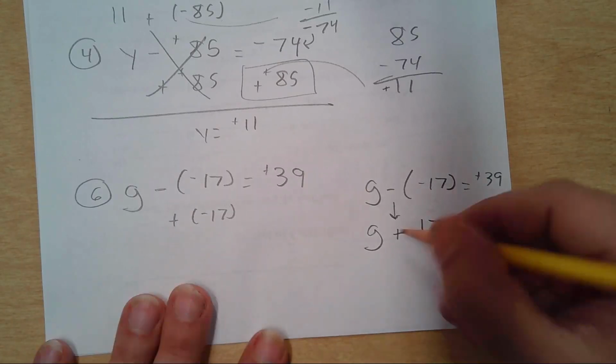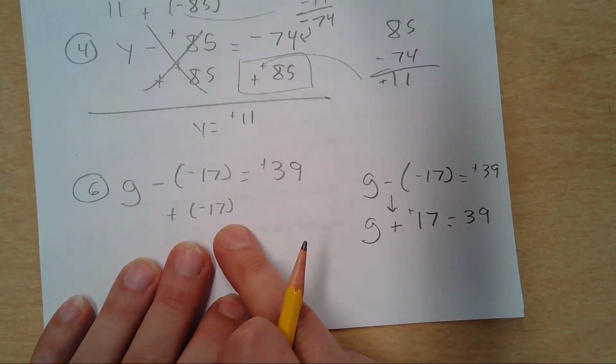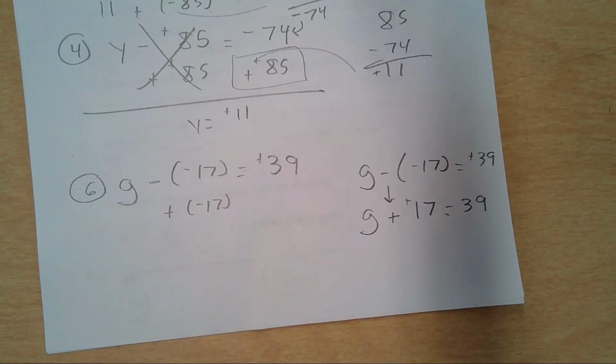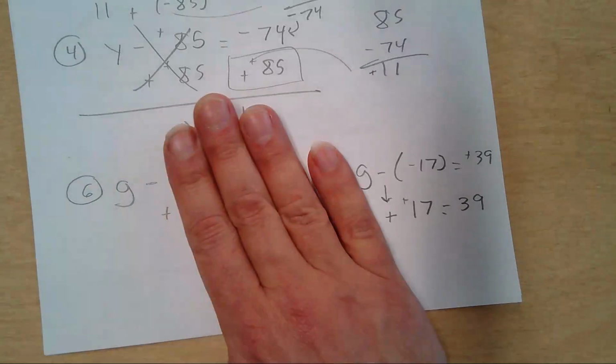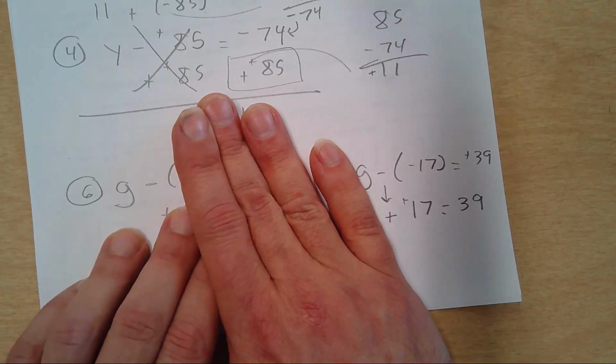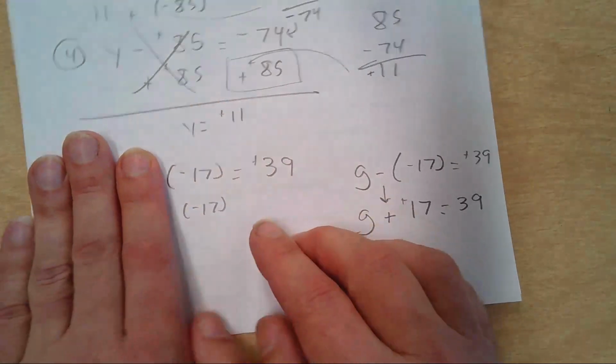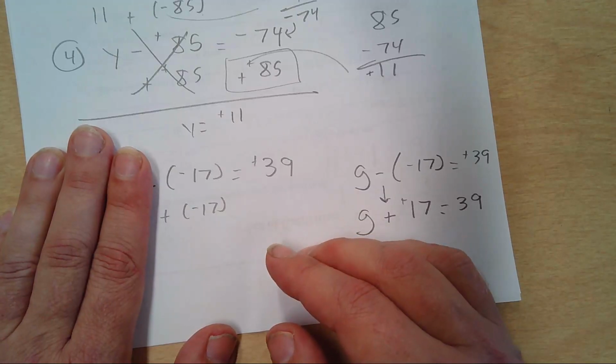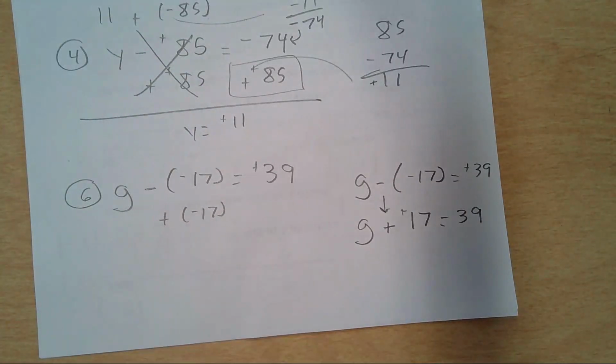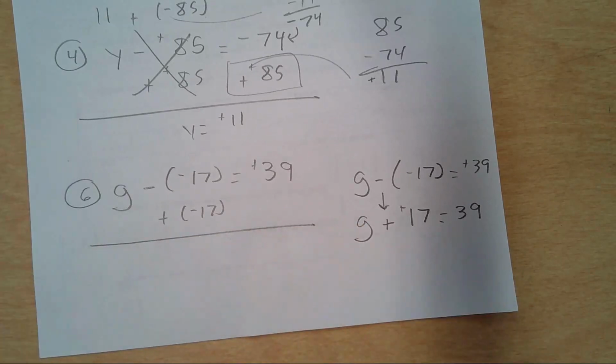That's what I do, but other people like to do it this way. They stick hard and firm to doing the opposite. The opposite of subtracting is addition. What did I subtract? Negative 17. How do I undo that? Add a negative 17. They do the opposite. So both of these work. Both of these will get us to the same spot.